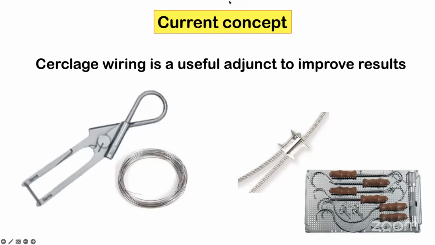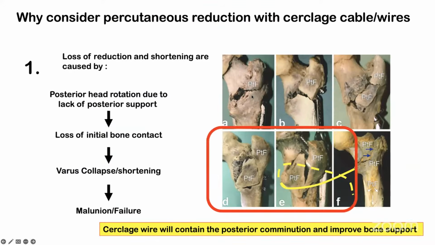So let us see the philosophy of cerclage wire. Cerclage wire is a very useful adjunct to improve the results. Why should we consider percutaneous reduction with cerclage wire, with cables also?